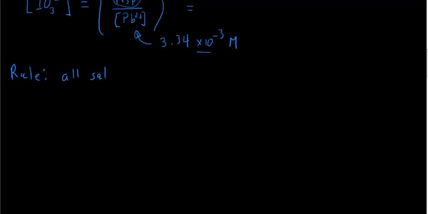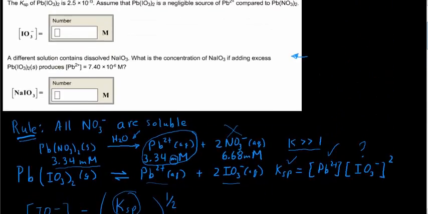All salts of group 1A metals are soluble. So group 1A, that's the first column of the periodic table, and so sodium is in that column, and we're thinking about sodium iodate. So that's going to tell us that our sodium iodate is going to be completely soluble in water, essentially.